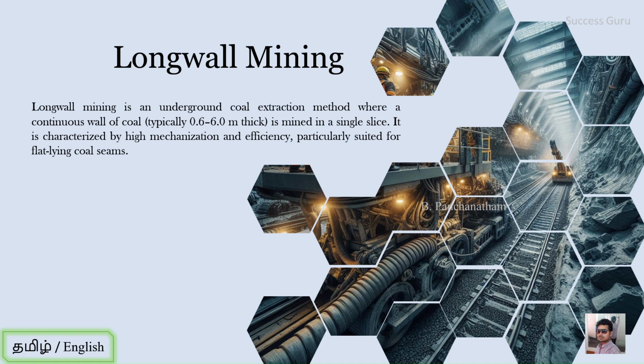So actually what it is, let us see. Longwall mining is an underground coal extraction method where a continuous wall of coal is mined in a single slice. So here we have a horizontal formation with a lesser thickness, and this can be sliced out or extracted continuously. It is characterized by high mechanization and efficiency, particularly suited for flat lying coal seams. So when you have flat lying rocks, we can go for this method, which is highly mechanized, and we can have a good efficiency for this type of mining.